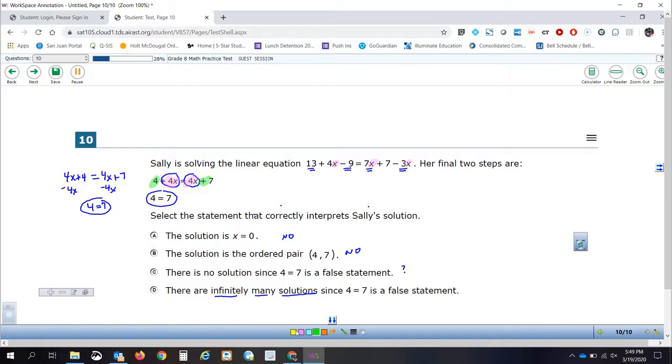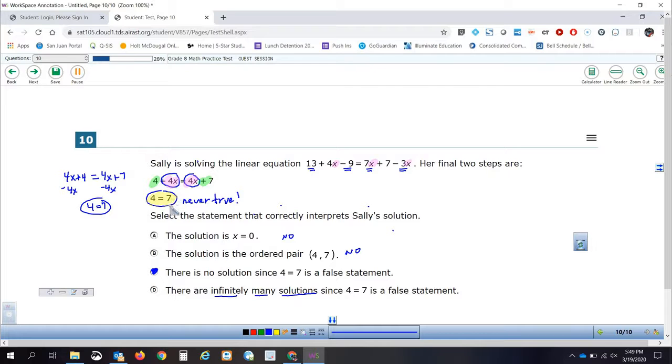What this says when you get the answer is this equation will be true when 4 equals 7. And ladies and gentlemen, that is never true. This has no solution. Not infinitely many. It has none. It will never be true. So we answered the question.